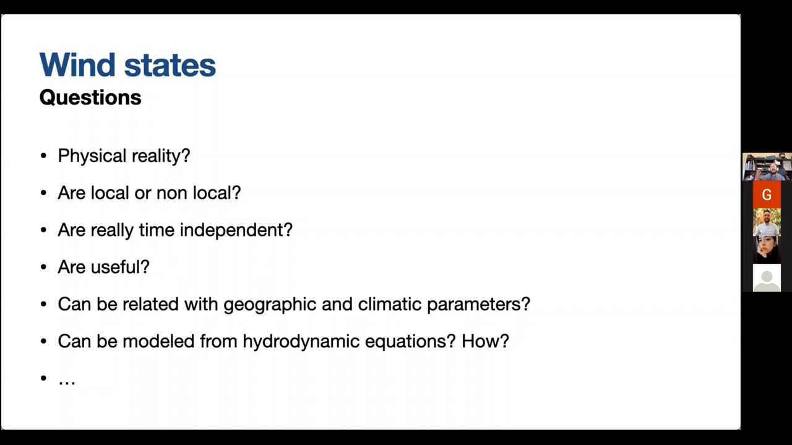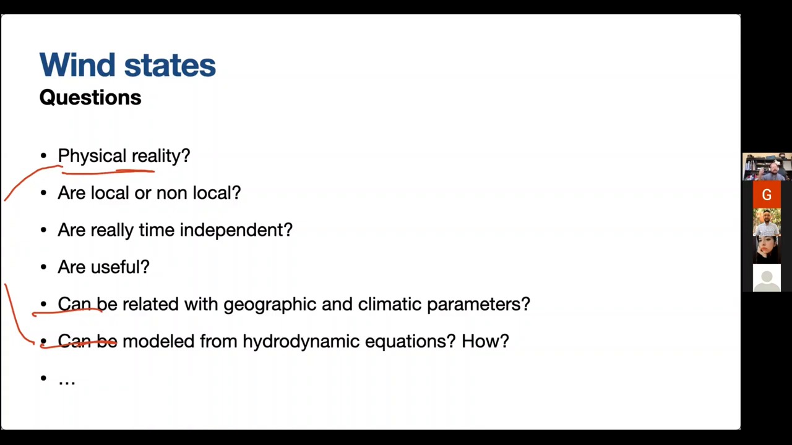Can it be related to geographic and climatic parameters, can it be modeled from hydrodynamic equations, so can it come from the hydrodynamic equations? How can we do that? A lot of questions we can raise from here. And I have tried to at least start exploring some of them. The first of them, about the physical reality, and perhaps this one, and even this one, could at least be approached using numerical simulations, using computational fluid dynamics.